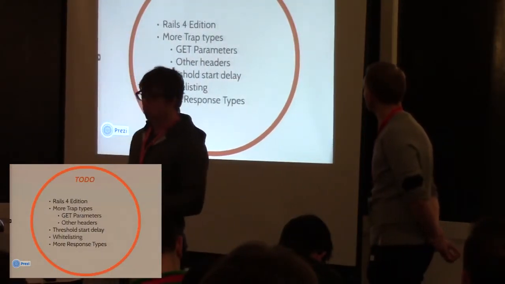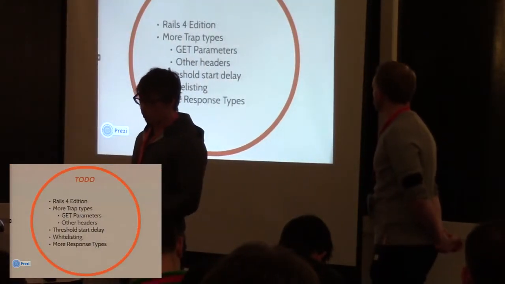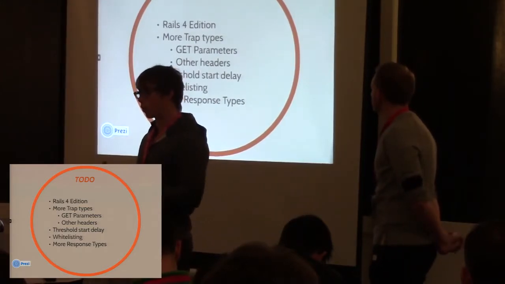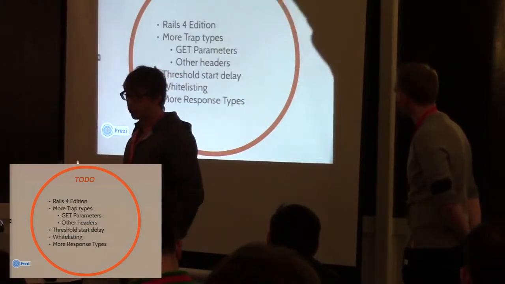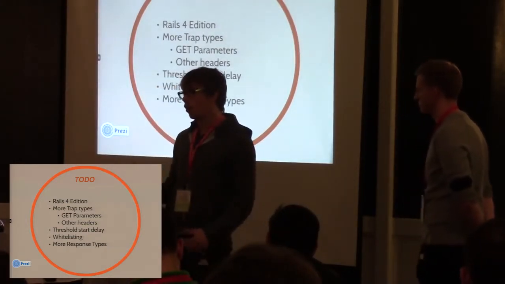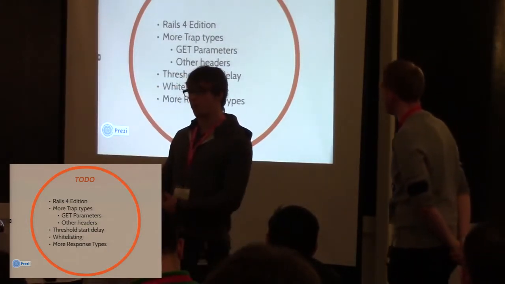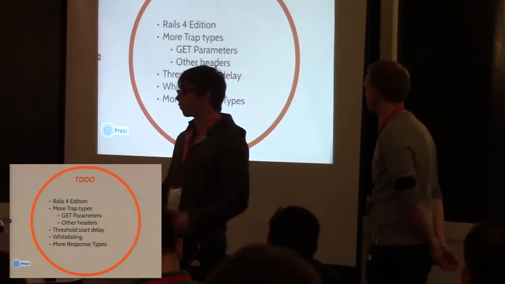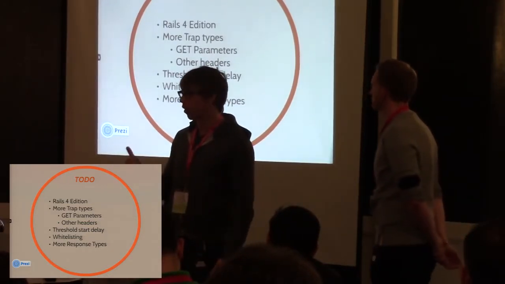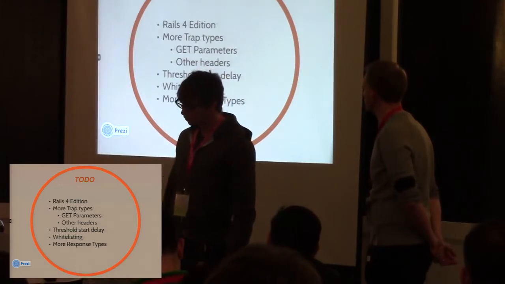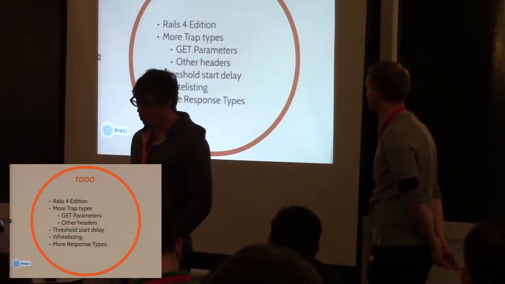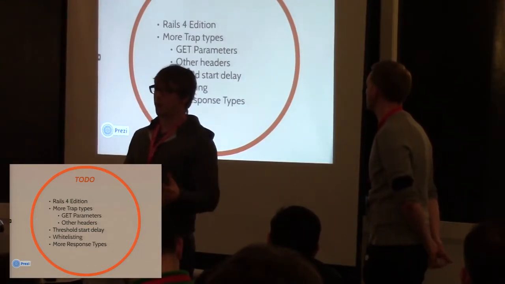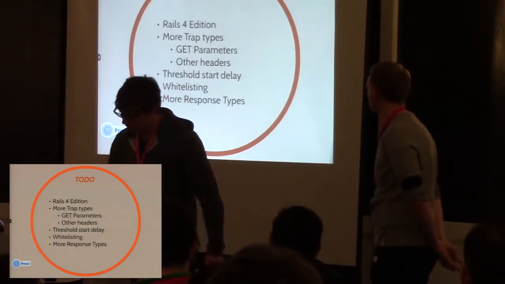We have a couple of to-dos. We want to do Rails 4 edition. We'd love to get this working on GET parameters. Currently it only works on posts. We'd also like to get it working on other headers. We have the idea of threshold start delay, which is like once you enter a threshold group, waiting some amount of requests before you actually start enforcing it. It'll just make it harder to correlate what's causing you to get into a weird app state. We'd like to do whitelisting for user accounts and IP addresses, especially for testing. More response types. Somebody should write that BeEF hook. That'd be pretty sweet, right? Hack the hacker.